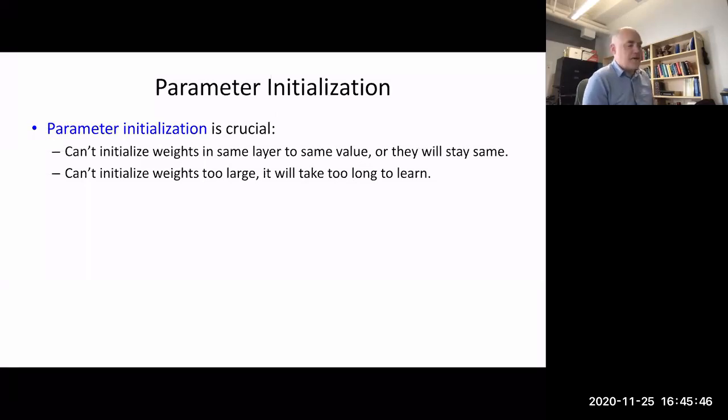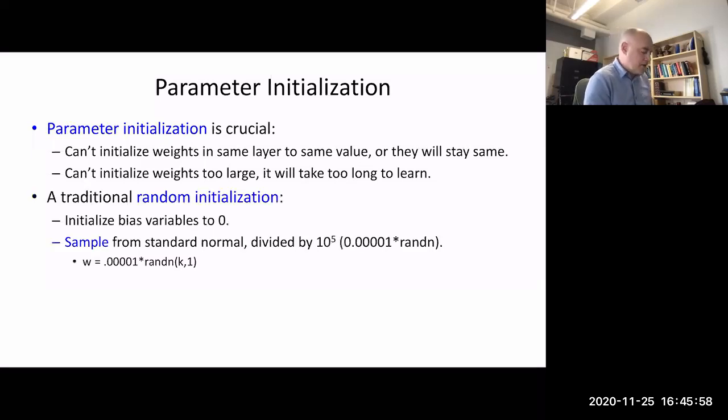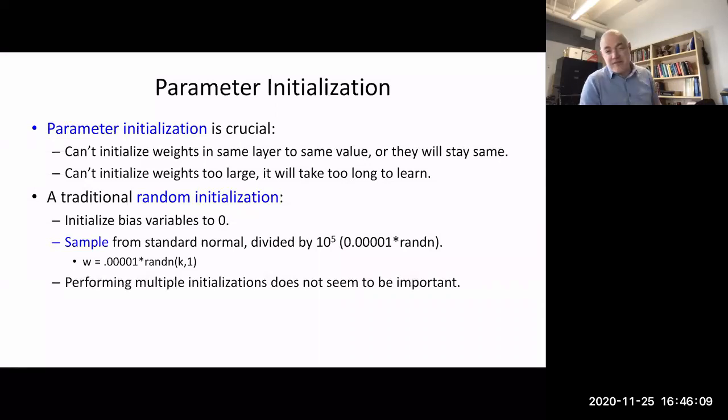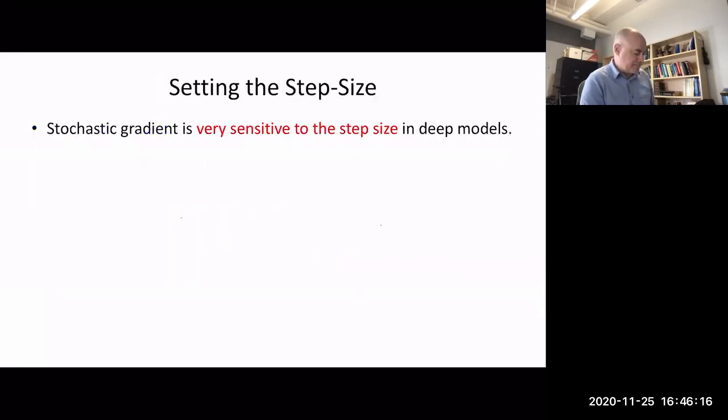So parameter initialization is crucial, right? You just have to be smart about how you start things out. You can't initialize the weights to all the same value. You can't initialize the weights too large, otherwise your gradients will be huge and you'll diverge right away, or it will take a really long time to learn. Standard thing to do is to do random initializations. You set the bias variables to 0, and then you set all the rest of them by sampling from a standard normal and divide by some big number. Turns out that multiple initializations usually doesn't matter much. I mean, we do them, but it's not that important for final test performance.